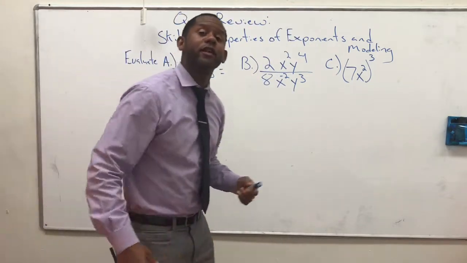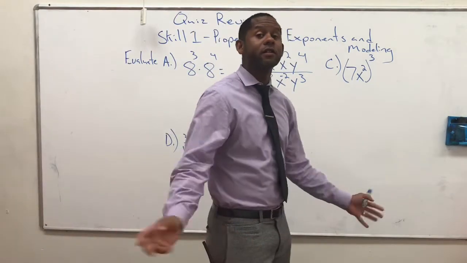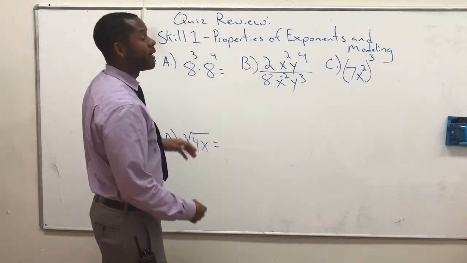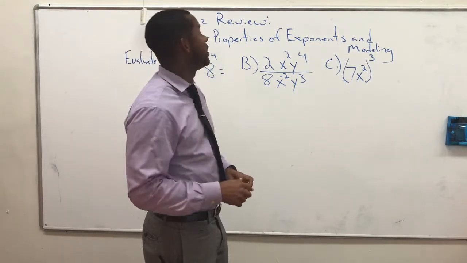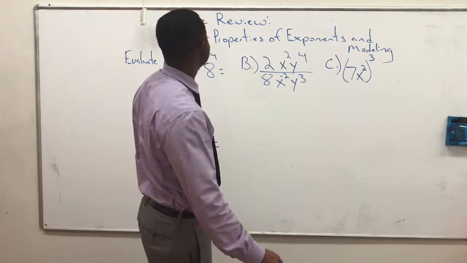Quiz review. We're going to get you ready for this whole quiz. I'm going to give you literally all the parts. Alright, so you got two skills that you're tested on. Skill one is the properties of exponents and modeling.